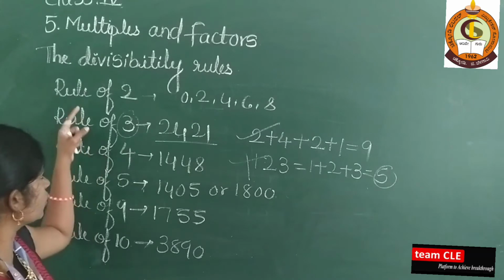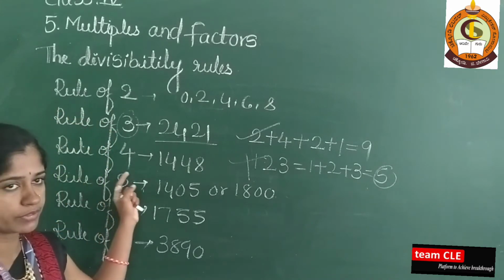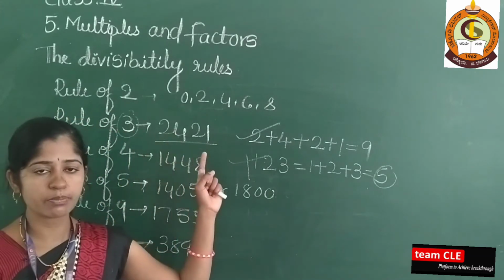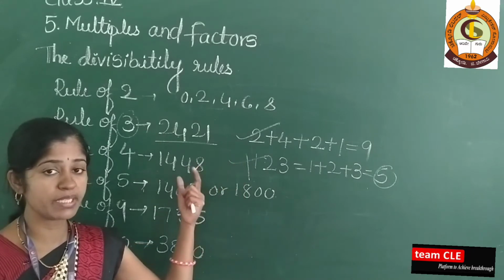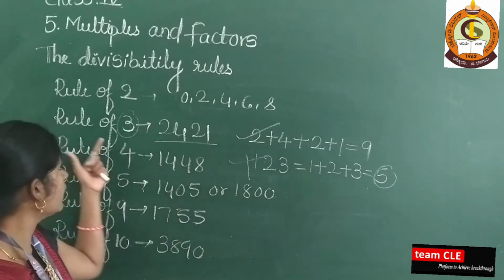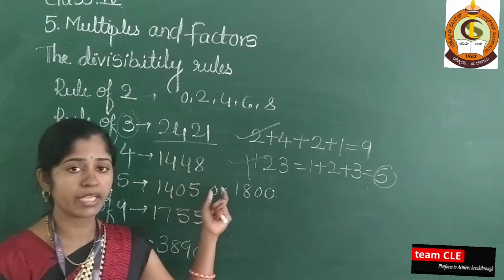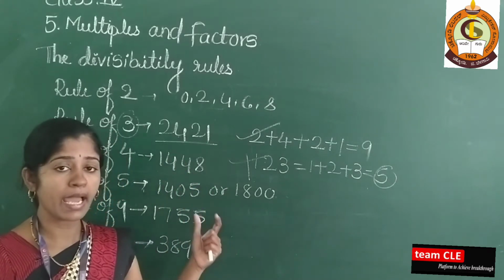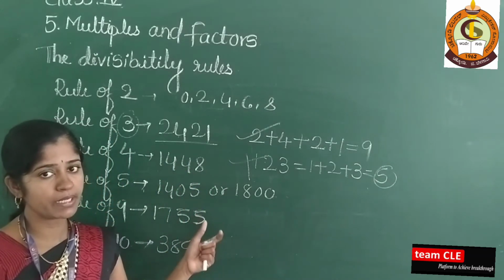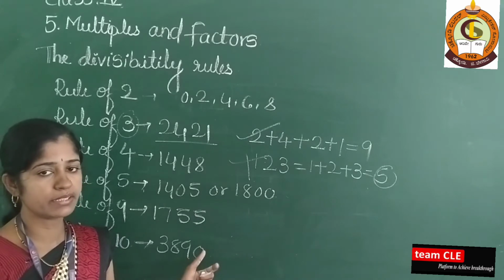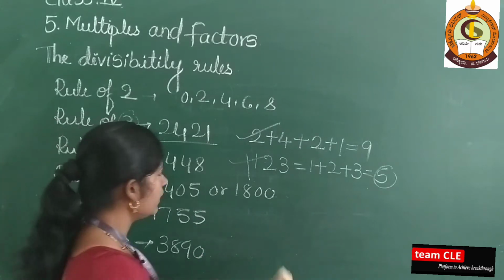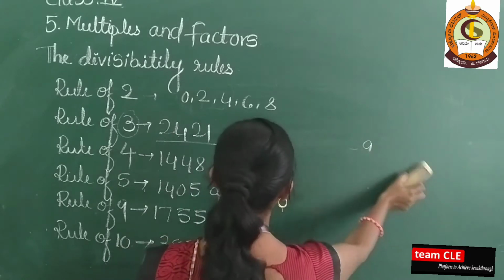I hope you understood the rule of 2 and rule of 3. Rule of 2: if 0, 2, 4, 6 or 8 is in the ones place, that means the number is divisible by 2. And the rule of 3: you take the given number, add the digits, and if you get a multiple of 3, then that number is divisible by 3. Okay. Next we move to the rule of 4.